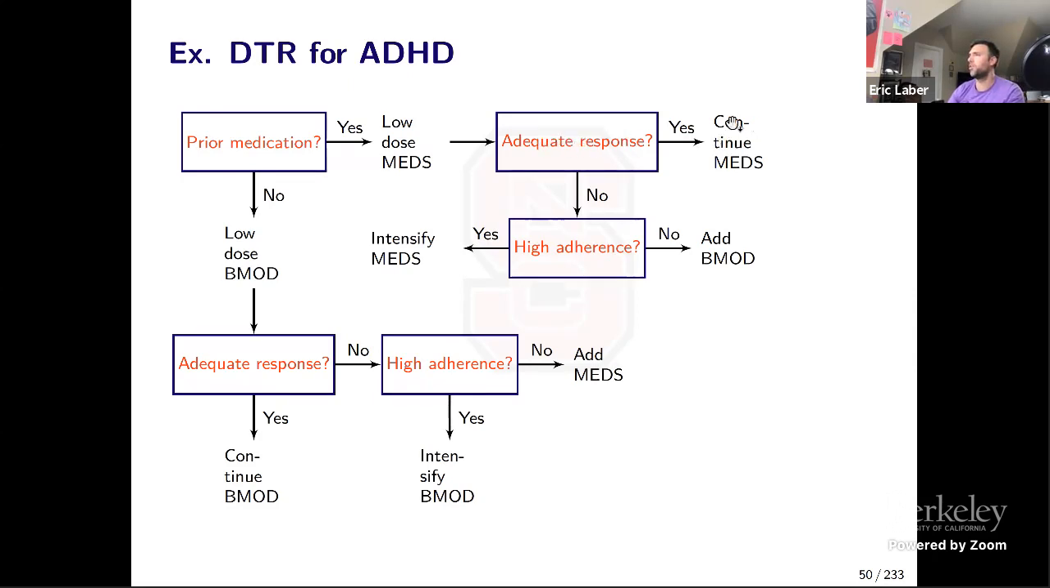If they are a responder, then just continue whatever you were giving them. It's working, so don't change it. But if they aren't a responder, then you look to see, are they adhering to the treatment? If they are, and they started off on low-dose meds, intensify meds. If they're not adhering, then add behavioral modification therapy. Similarly, you see a parallel structure here: if they are adhering, then intensify behavioral modification therapy, and otherwise add meds. Intensify means go twice a week instead of once a week. I thought at first maybe it just meant talking more intensely, but that's not true.